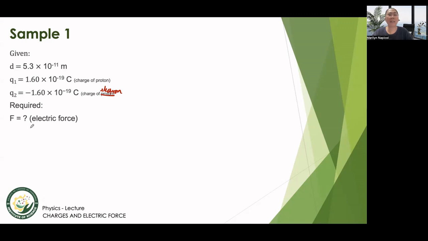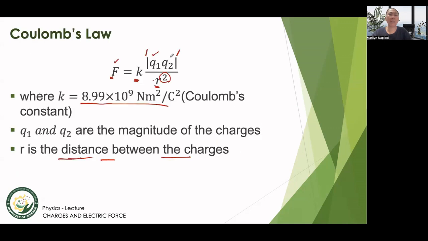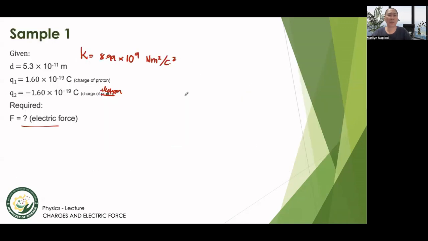Okay, now we're asked to find the electric force or the electrostatic force. Now, for this case, remember yung value ng K. Okay, so ang value ng K natin is, I'll just be using 8.99 times 10 raised to 9. This is Newton meter squared per Coulomb squared. Right? Okay, now let's go back to the formula. Okay, so this is what our formula looks like, diba? F is equal to K, absolute value of Q1 times Q2 over R squared. Okay, so let's use this formula to solve this problem.